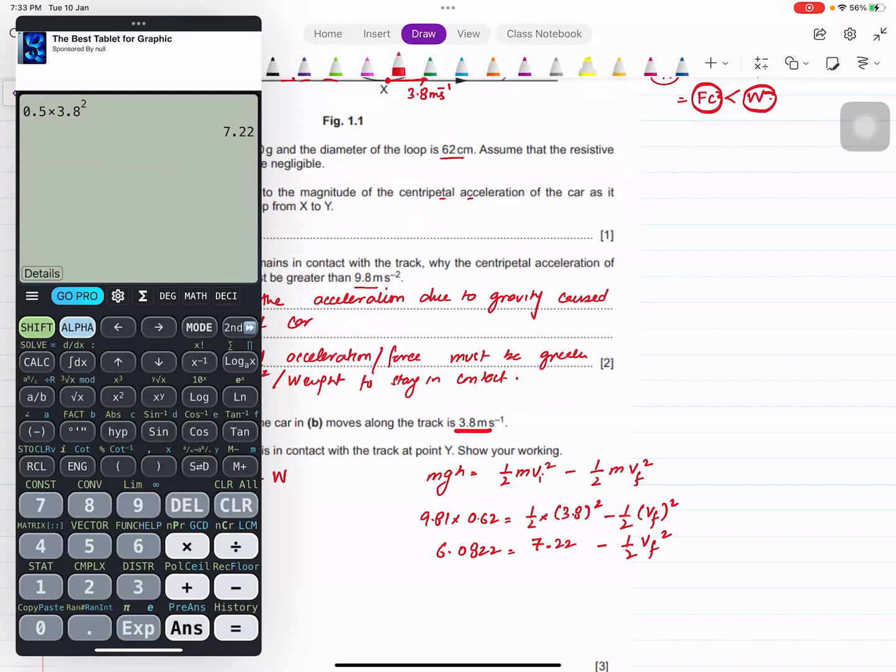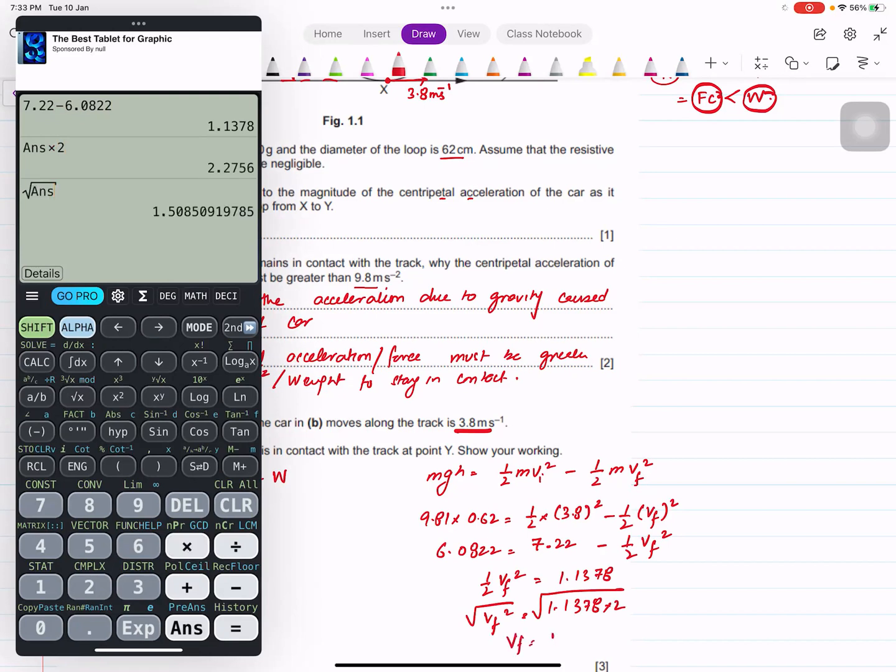Okay, let's do this now. So what you're gonna do is 7.22 minus 6.0822. So this is going to be half vf squared equals to 1.1378, and vf squared is going to be this times 2 under root. Okay, now we can do this. Multiply by 2 under root of answer. So the speed at that point is going to be only 1.51 meters per second.